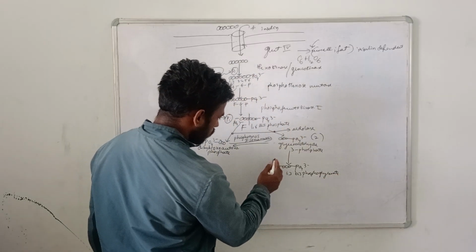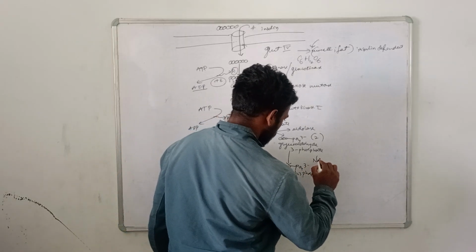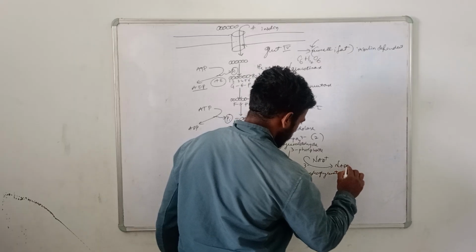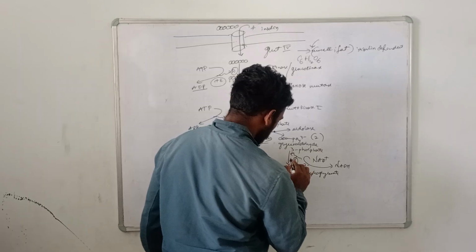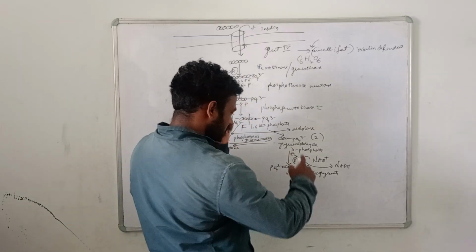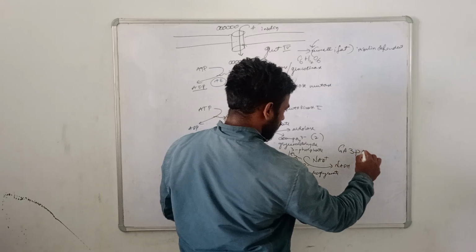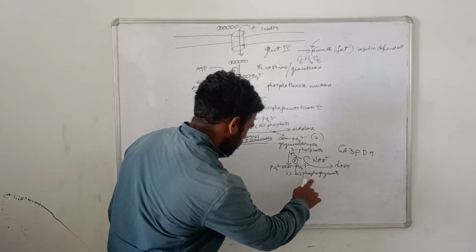Where does this phosphate come from? Here NAD positive comes, takes away the hydrides as well as electrons. Along in that process, it's gonna add some inorganic phosphate to this, and this step is assisted by glyceraldehyde 3-phosphate dehydrogenase. So here we have 1,3 bisphosphoglycerate.